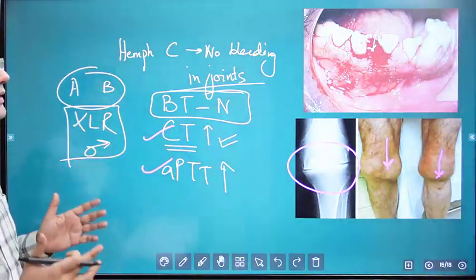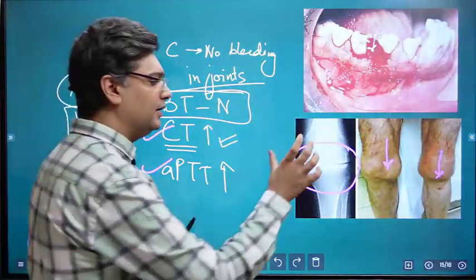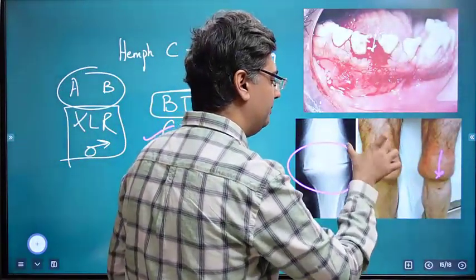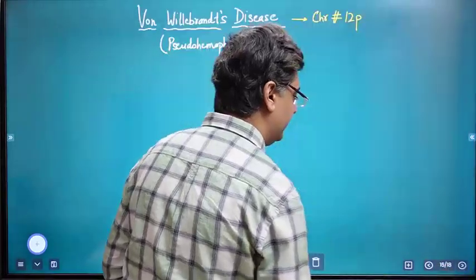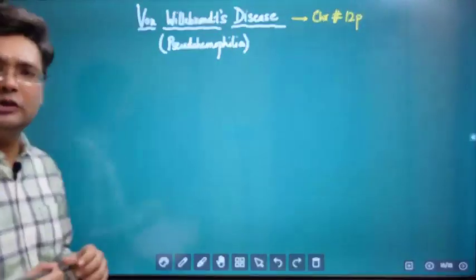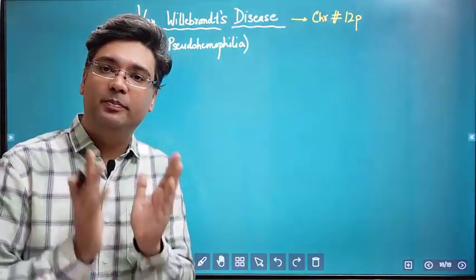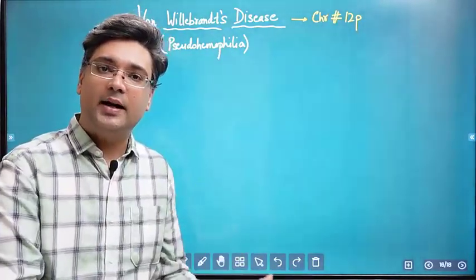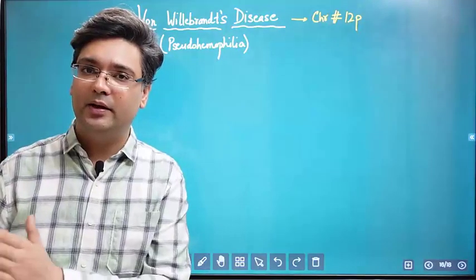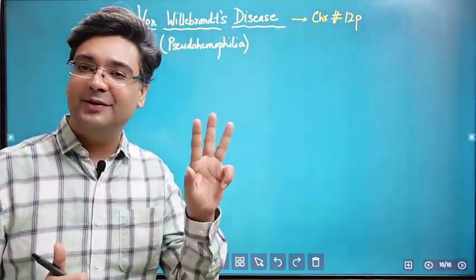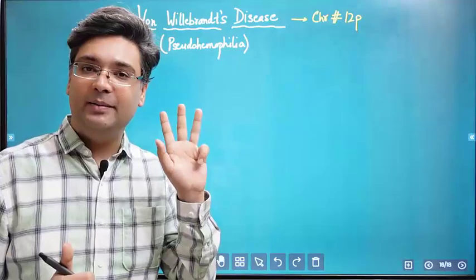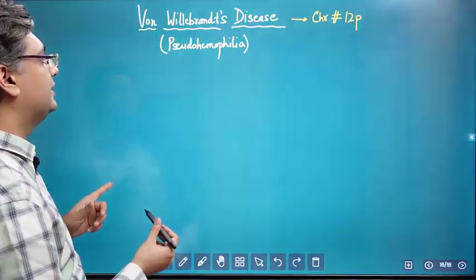And what else are we seeing here? We were seeing multiple bleeding into the joints, which could be differentiated from those disorders of the platelets. Never ever confuse. The examiner will always confuse you between the disorders of platelets and these hemophilias. And hemophilias were three types: hemophilia A, hemophilia B and hemophilia C.